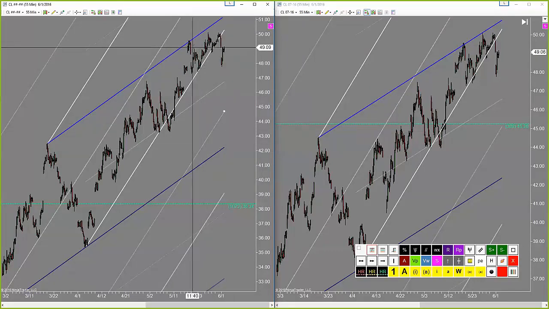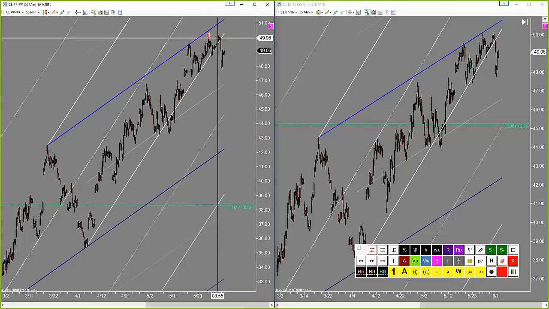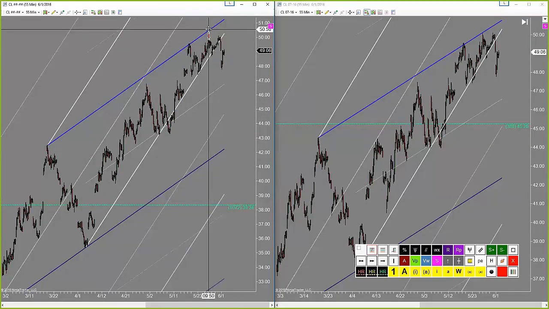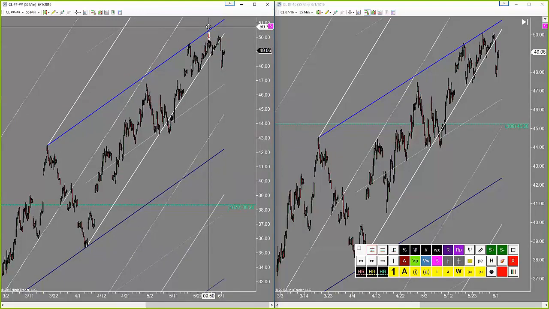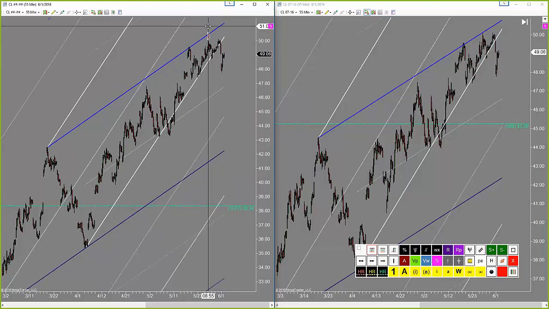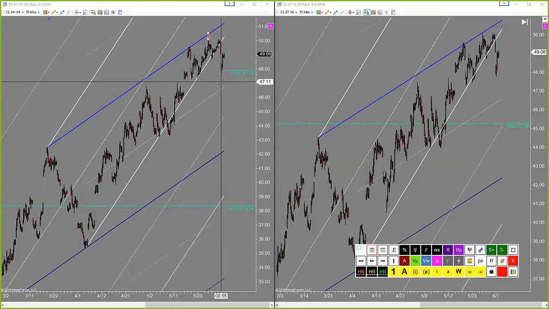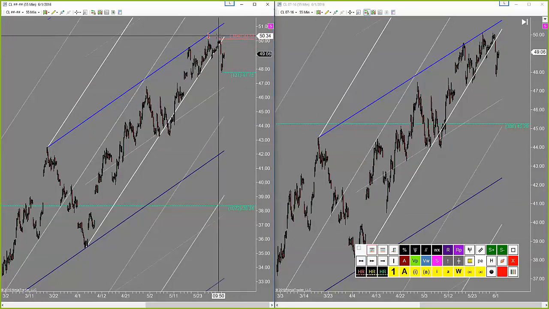But you see how we have this kind of rounding top here? That's why I'm thinking this is the high. At least a major high. May not be the major high, but I think we'll break this low before we break this high. I think this low will be taken out before we take out this high. But we'll see.